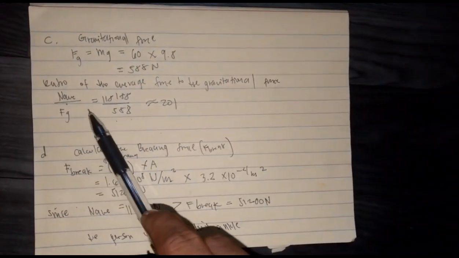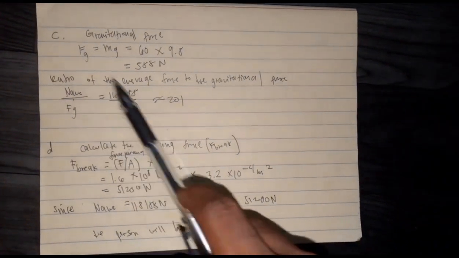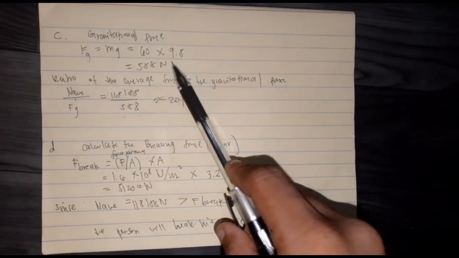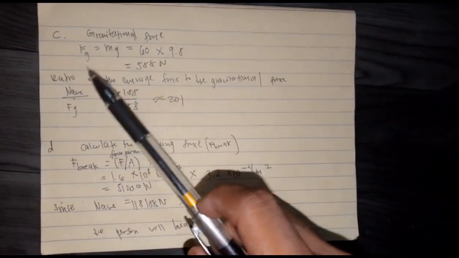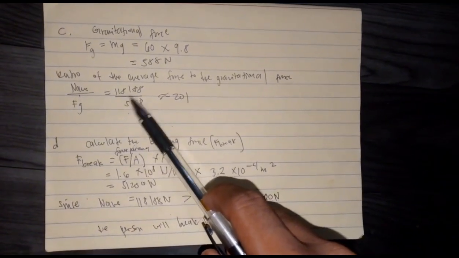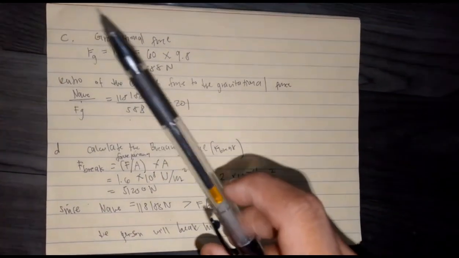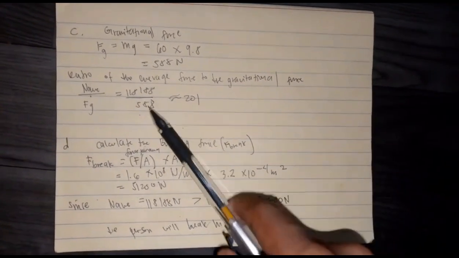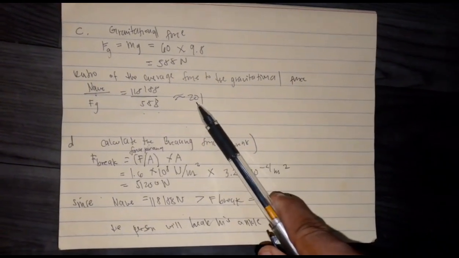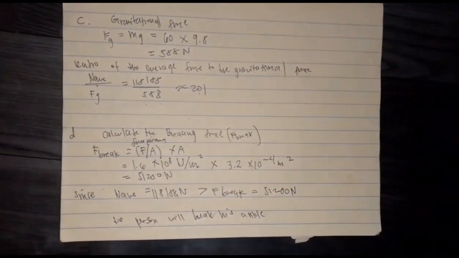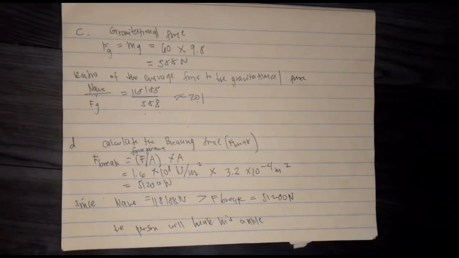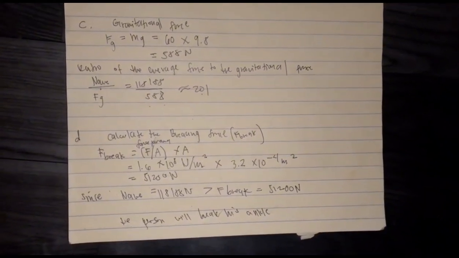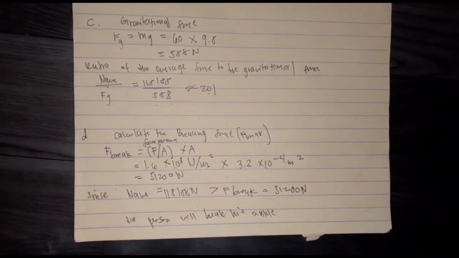The second one is we need to find the ratio of the average force to the gravitational force. Our N average is already answered in letter B, and our gravitational force is also already answered. So our N average is 118,188 while our gravitational force is 588. We need to divide these two, and we have an answer that is approximately 201. So in letter C, since the average force is 201 times greater than the gravitational force, we can effectively ignore the gravitational force during the collision.